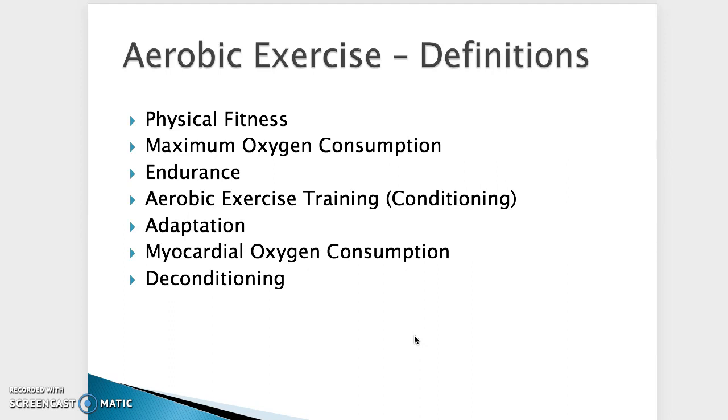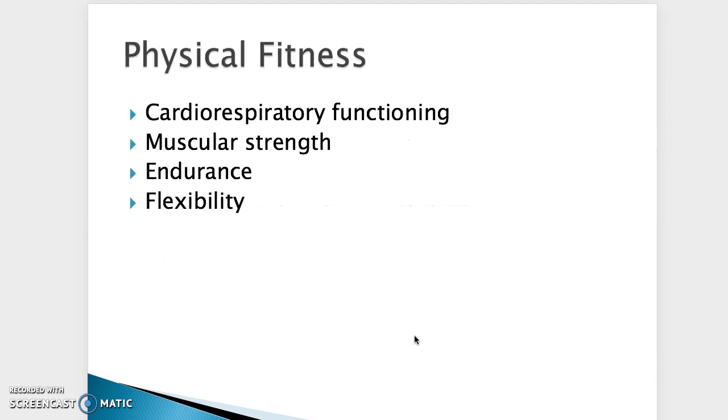All right, so we're going to go over the following terms or definitions as it relates to aerobic exercise. First definition is physical fitness. So physical fitness is kind of a general term, but is determined by all of the components you see below. So it's determined by cardiorespiratory function, muscular strength, endurance, and flexibility. And all of these components determine one's physical fitness.